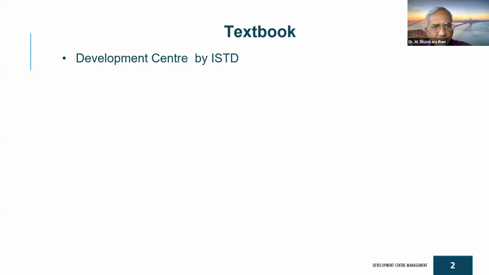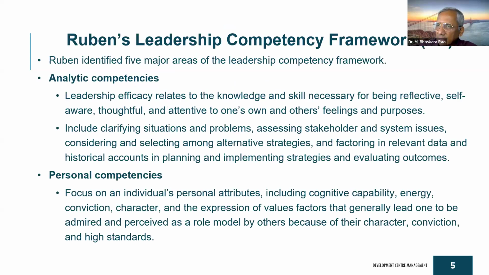So the competencies of a leader are completely different from the technical competencies that we had dealt with in the previous classes. Now let us look at what models are available and what kind of competencies are required for a leadership role. One model that we're discussing is Rubin's leadership competency framework. Rubin has identified five different competencies that a leader requires.